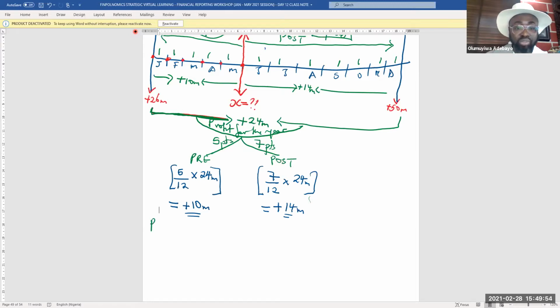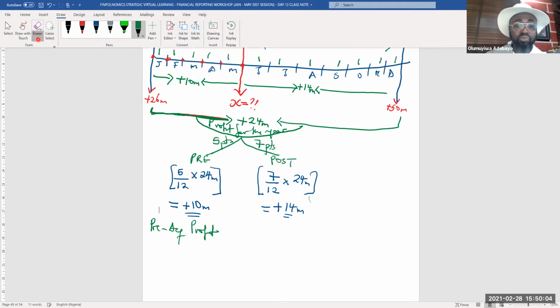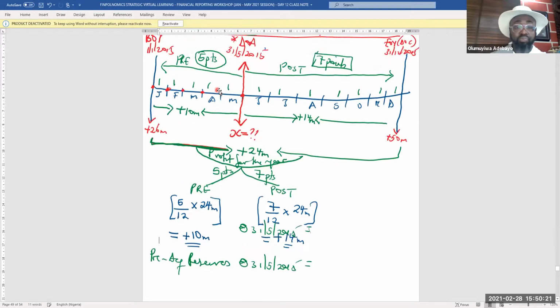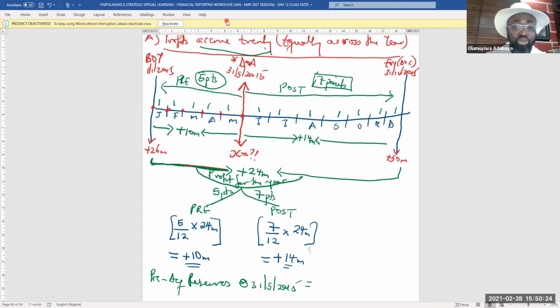Now, that presupposes that my pre-acquisition profits or my pre-acquisition reserve, as the case may be, as at 31st of May 2015 will be what I have at the beginning of the year, which is what? 26, plus the 10 million that I've made in this year, in these 5 months, that will gross it up to what it is here. Which means 26 plus 10 million will give me what? 36.